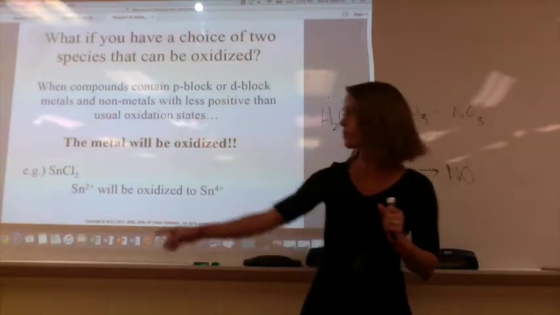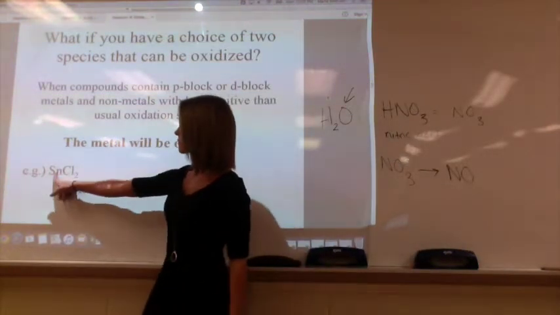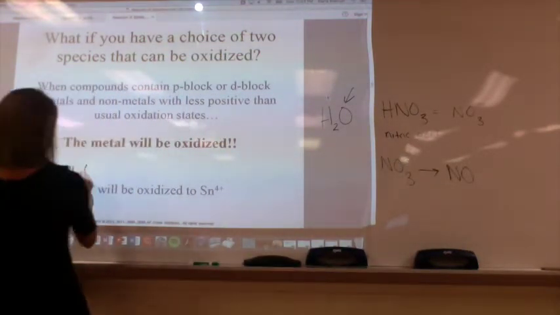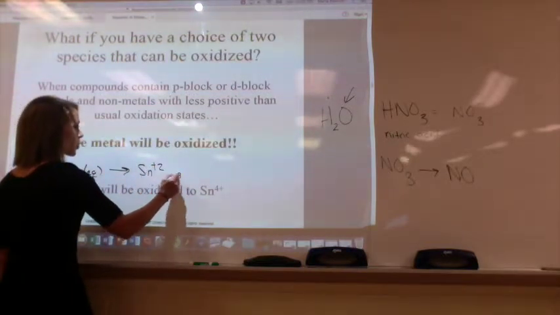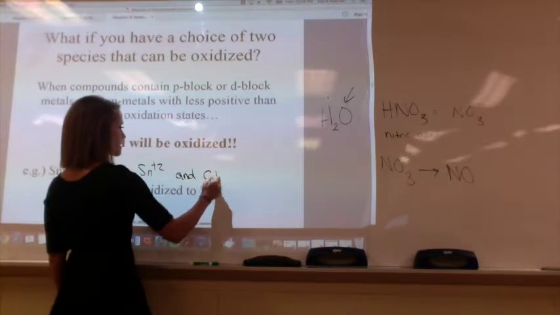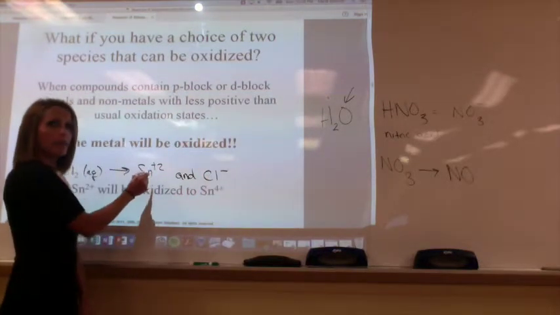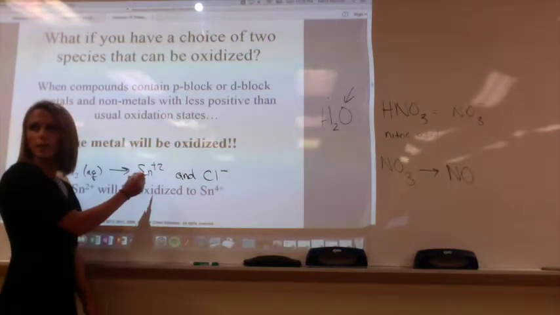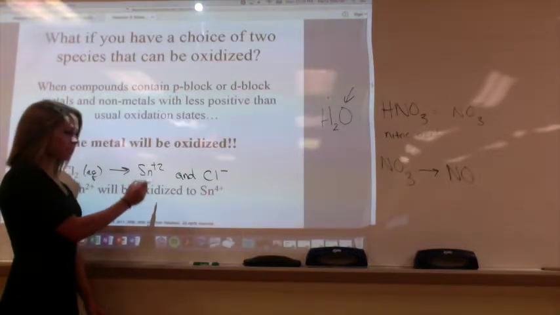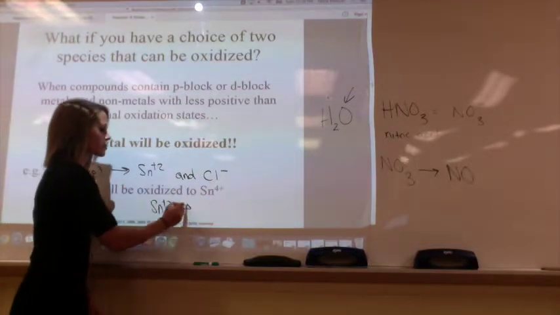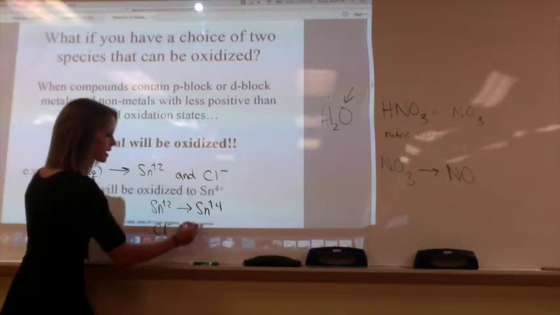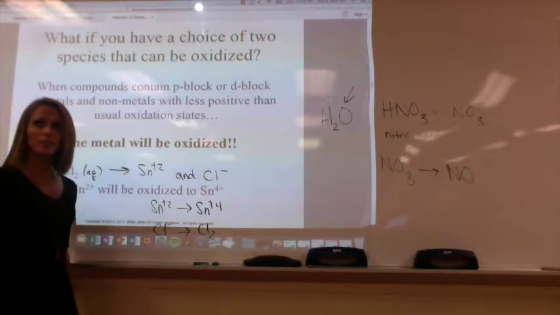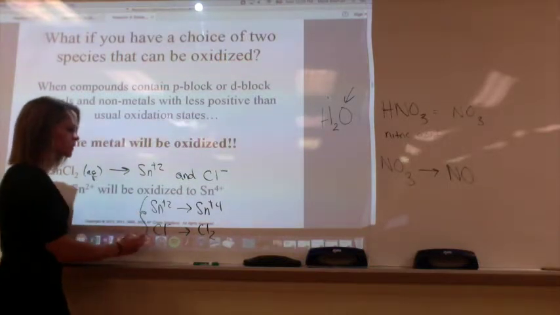However, if it's with a metal, so if this is a solution, it will make Sn+2 and it will make Cl-. I can oxidize this to what? Sn+4, right? I can make an Sn+2 become an Sn+4. I could also make a Cl- become a Cl2, correct? These both are choices for oxidation.